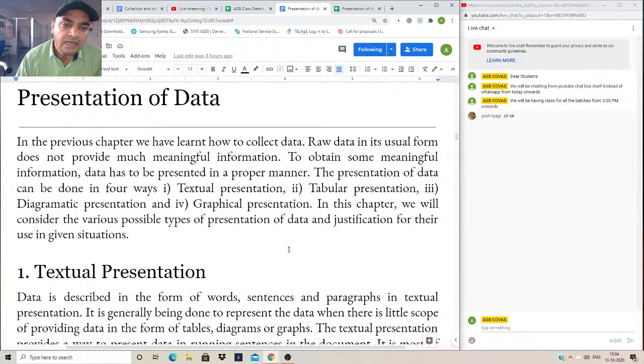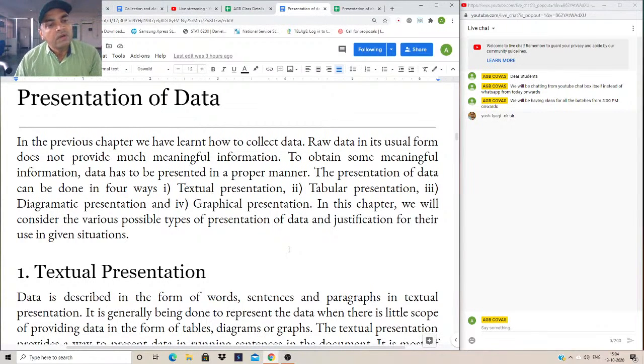Once the data is collected, we need to classify it, and that classification we dealt with in our previous lecture, using the frequency tables. And now comes presentation of data. Why is there a requirement of presentation?